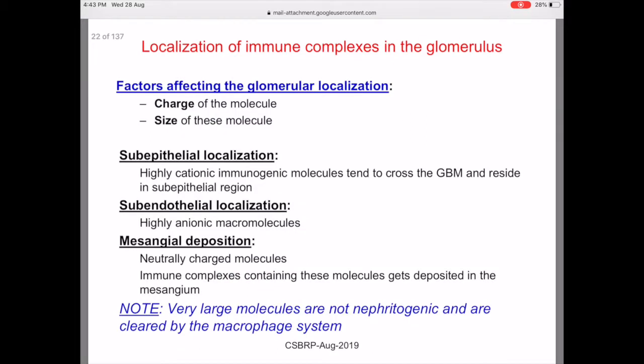So what are the factors that localize the immune complex deposition in the glomerulus? There are two main factors which contribute to this: the charge and size of the molecule. Subepithelial localization is facilitated by highly cationic molecules. They reside in the subepithelial region. Highly anionic molecules, large molecules, tend to be localized in the subendothelial region. And neutrally charged particles or molecules may get entrapped in the mesangium.